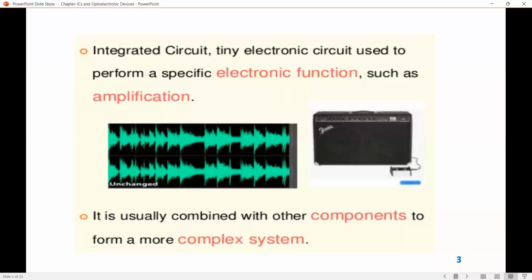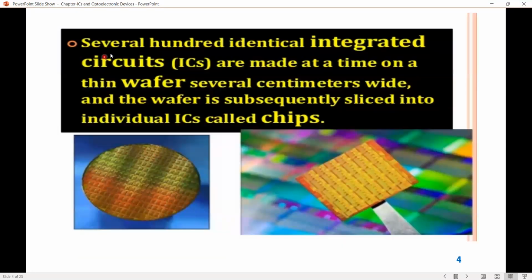Okay, it is usually combined with the other components. So an IC alone is not a complete unit. It is combined with the other components as well, to form a more complex system. Okay, several hundred identical integrated circuits are made at a time on a thin wafer several centimeters wide, and the wafer is subsequently sliced into individual ICs called chips.